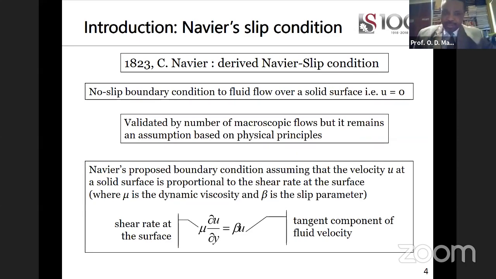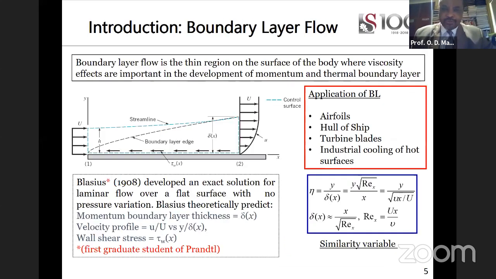Also, we need to take note of the concept of boundary layer. The concept of boundary layer is closely associated with cooling of engineering surfaces. What is boundary layer itself? Boundary layer flow is the thin region on the surface of the body where viscosity, or the viscous effect, is very important, and that leads to the development of momentum and thermal boundary layer.